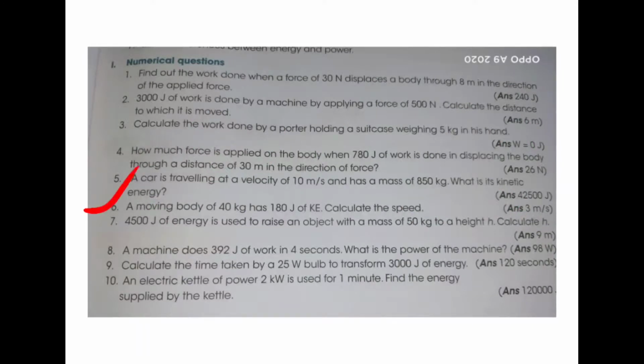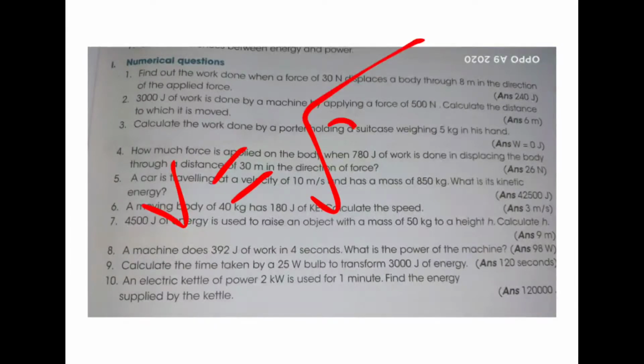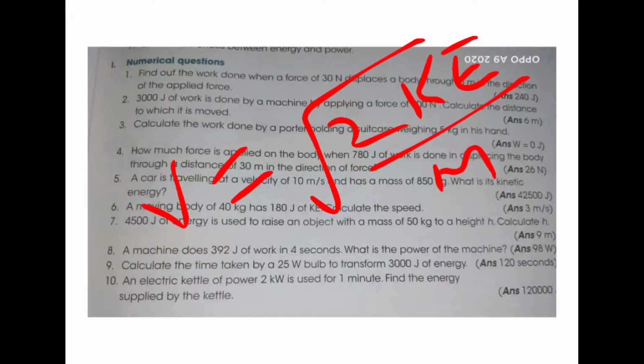Next, question number 6. A moving body of mass 40 kg (kg is a unit of mass) has 180 joule of kinetic energy. Calculate its speed. Again you will be using that formula: v equals root under 2 into kinetic energy by m. Put the values of kinetic energy and mass in this formula, and you will get the answer.